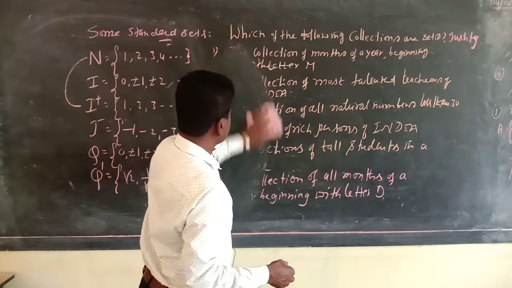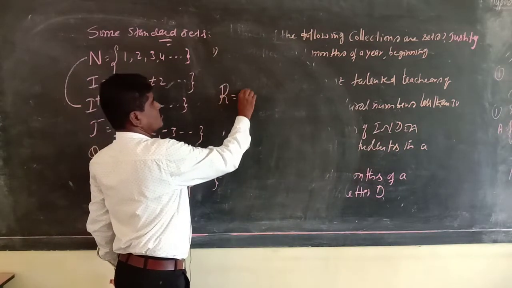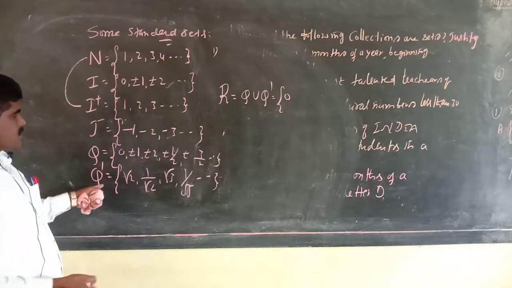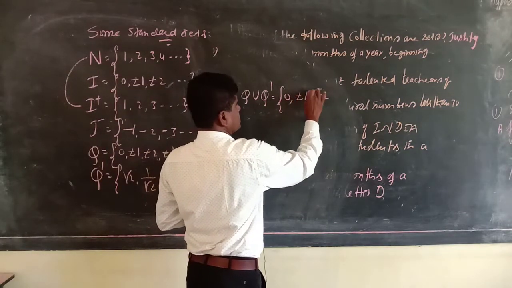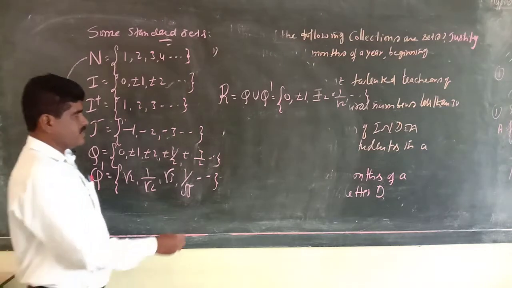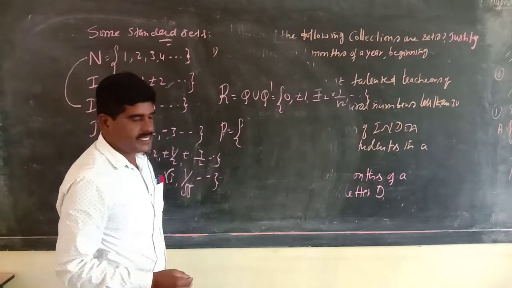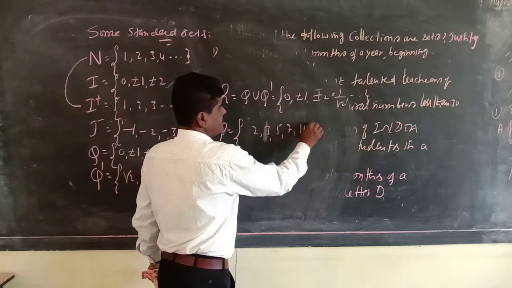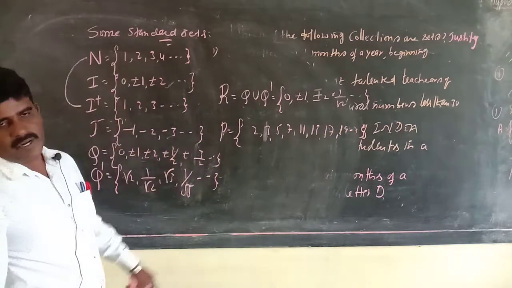The set of real numbers is always equal to the union of rational and irrational numbers. The set of prime numbers: numbers greater than 1 which are divisible only by 1 and itself are called prime numbers: 2, 3, 5, 7, 11, 13, 17, 19, and so on.